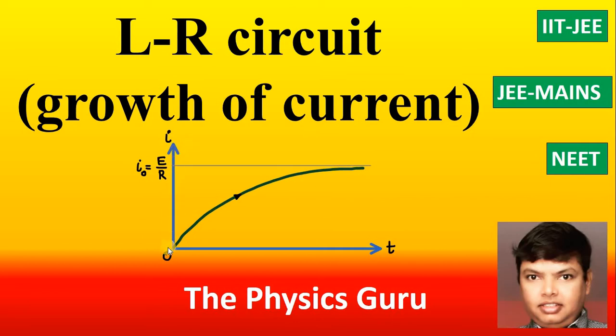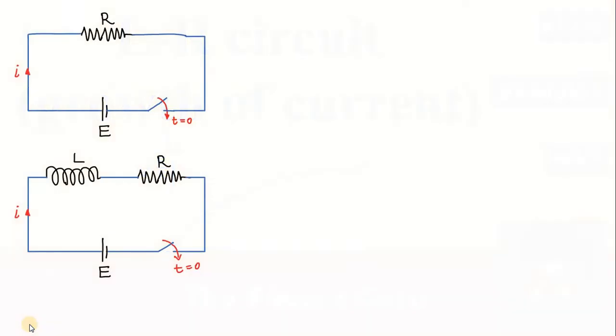Here in the graph you can see that the current is slowly growing with time. Let us see why this happens. Let us consider two circuits. In the first circuit, we have only a resistance connected to the battery, whereas in the second circuit, an inductor is connected to the resistance in series. What will be the effect of the inductor in the second circuit?